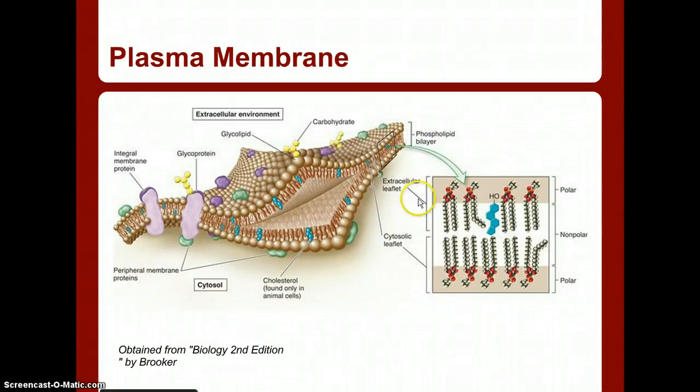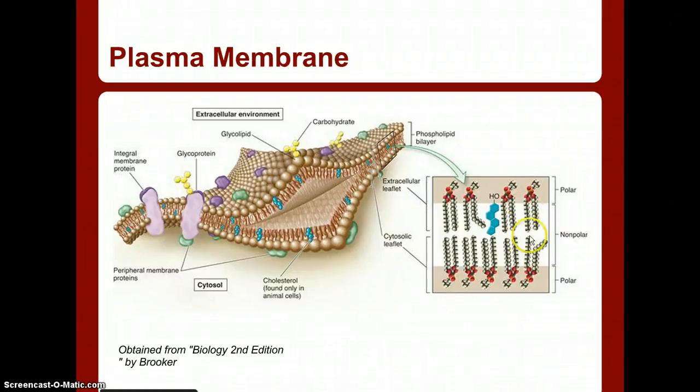This is a picture of the plasma membrane. Here we have, these are proteins. This is a glycoprotein because it has a carbohydrate attached. We'll get to that later. These are cholesterols. This is one leaflet, and there's two, so that's the phospholipid bilayer. And this is a glycolipid because it's a lipid with a carbohydrate attached to it. I know this, trust me.